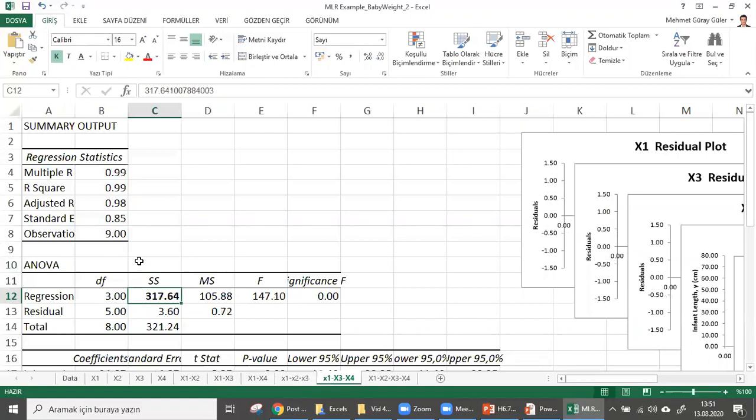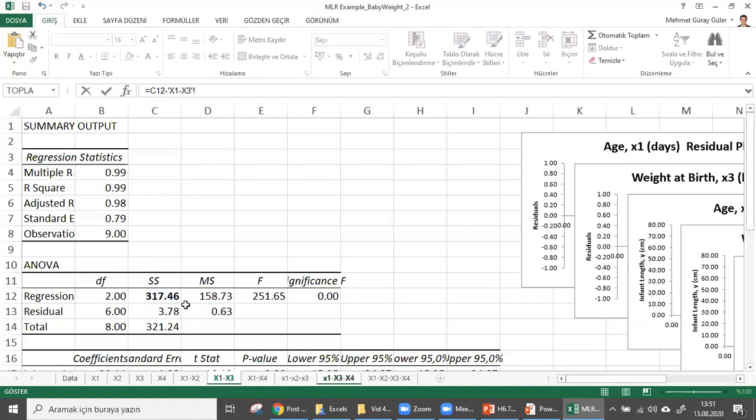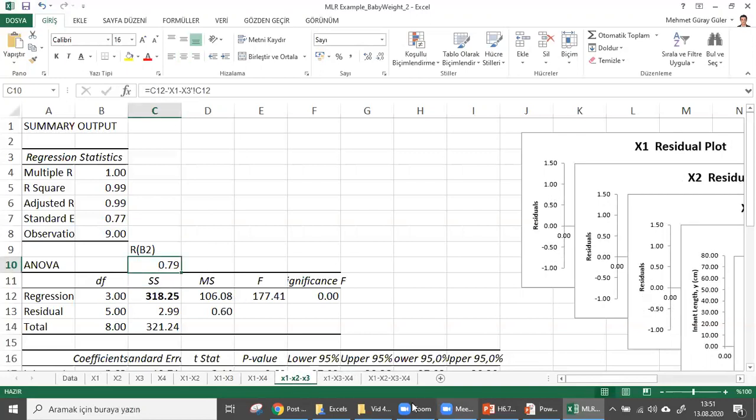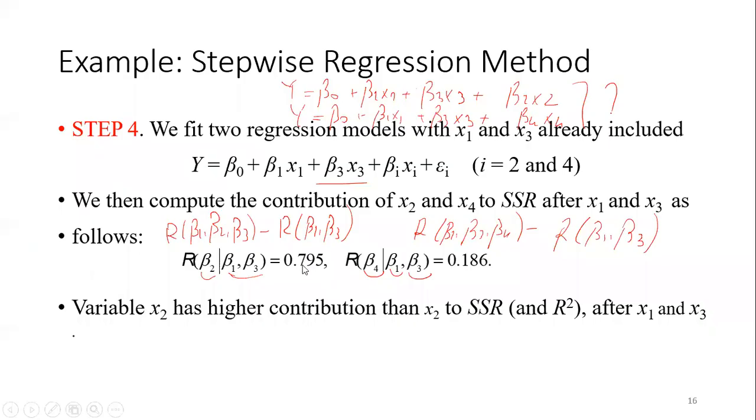Similarly, I can find the R of beta 4, that's equal to 317.64 minus my origin of the previous model was this one, okay? So this is equal to 0.19, 0.19 and 0.79, just look at here, 0.19 and 0.79, okay? Now my candidate point is this, okay? My candidate point is this, right? Now the question is, is this contribution significant or not? Okay, let me check this.